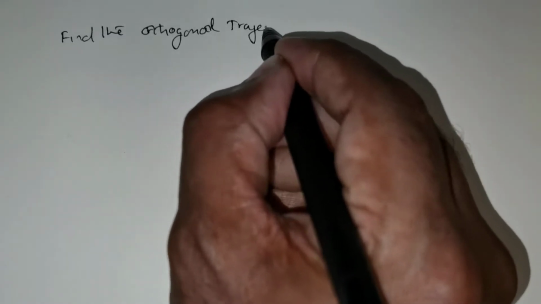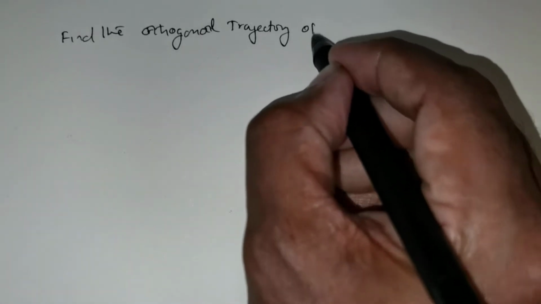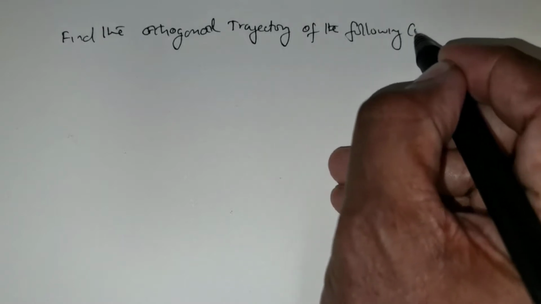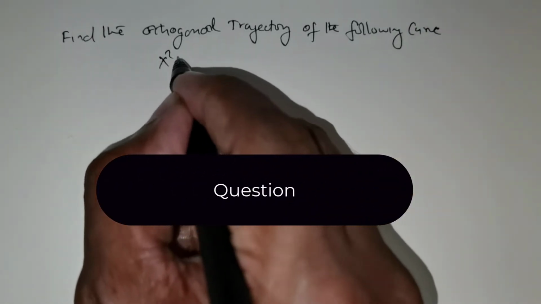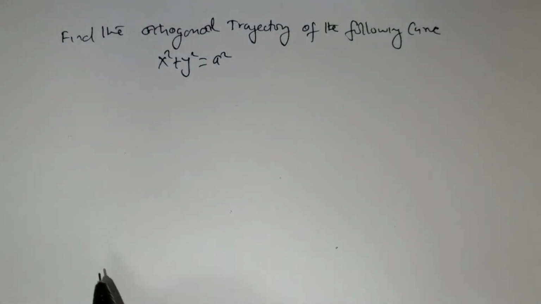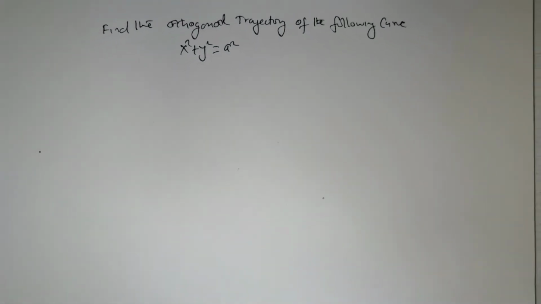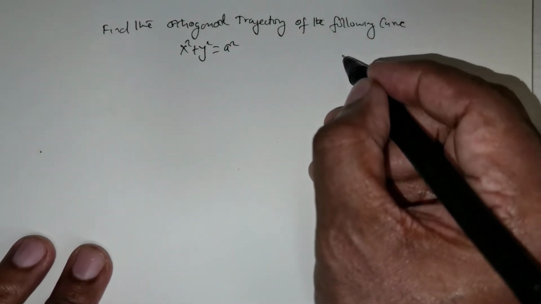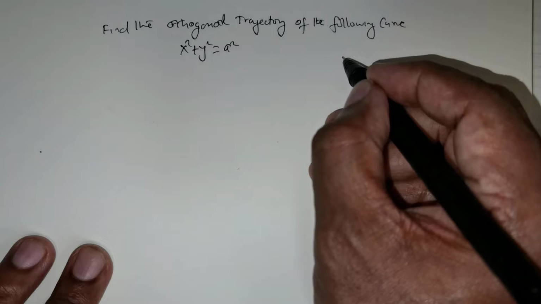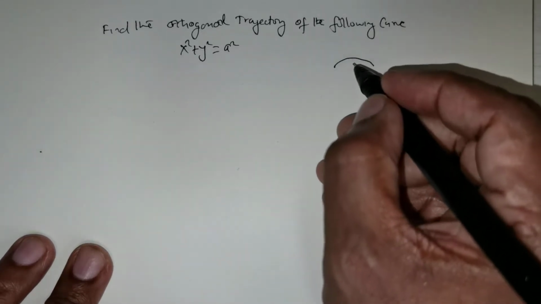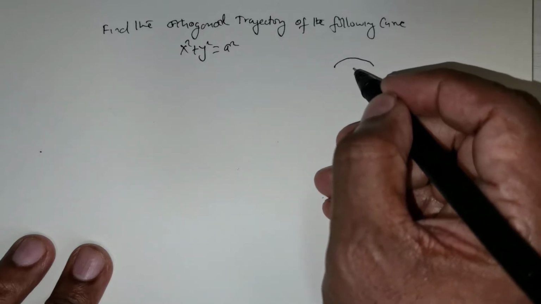So having mentioned that, find the orthogonal trajectory of the following curve, x squared plus y squared is equal to a squared. So what exactly are they asking us? Now just imagine that you have a curve which is moving like this, and this is given, right?